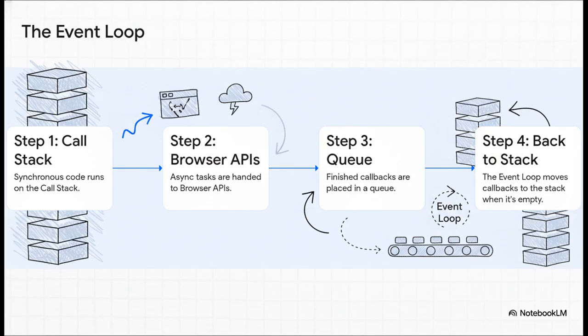The answer is something amazing called the event loop. Let's break it down. Step 1. Your normal code runs on something called the call stack. Pretty simple, one thing after another. Step 2. When JavaScript hits a slow asynchronous task, it doesn't wait. It hands it off to the browser and says, hey, you deal with this, I've got other stuff to do. Step 3. When the browser is finished, it puts the result into a waiting line called the callback queue. And finally, step 4. This is where the event loop comes in. It's like a bouncer. It's constantly looking at the call stack. The moment the call stack is empty, the event loop grabs the first thing from the queue and puts it on the stack to run. And that's the whole magic trick that keeps your pages responsive.